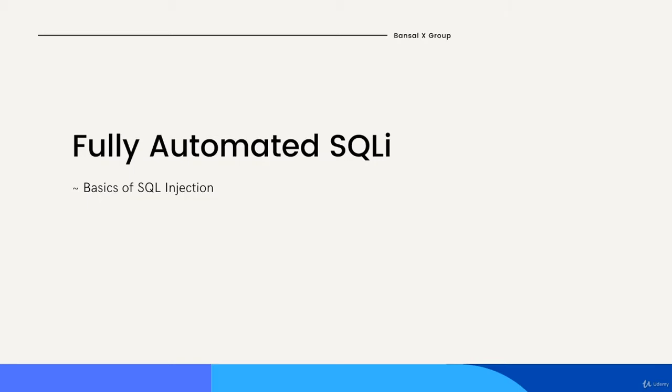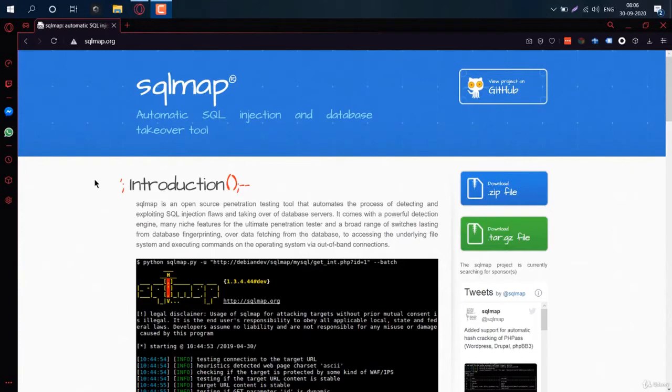Using fully automated tools for SQL injections. Well, there are certain cases when you have to test an application which has thousands and thousands of pages. Even semi-automated tools cannot work for you. In those cases, you may want to run some fully automated tools just like SQLMap.